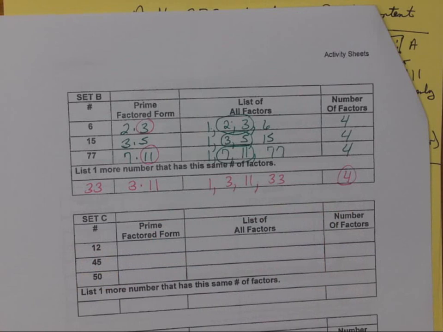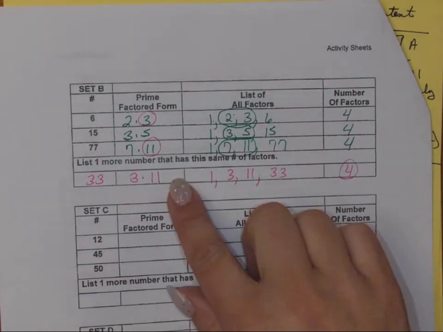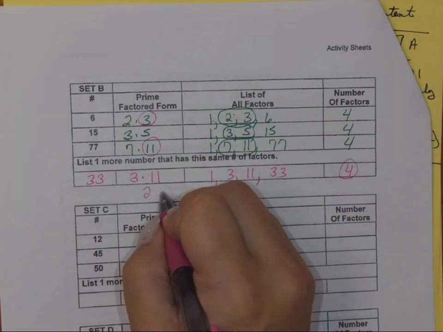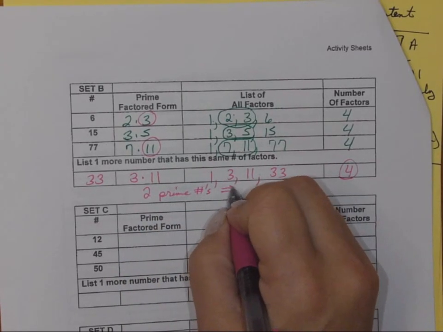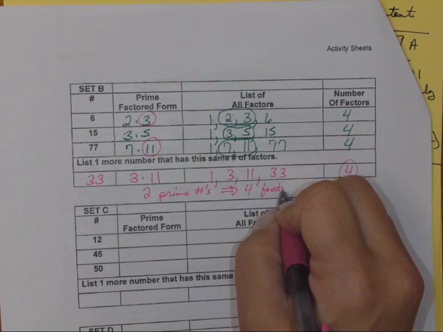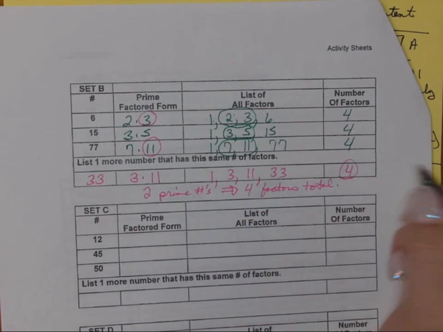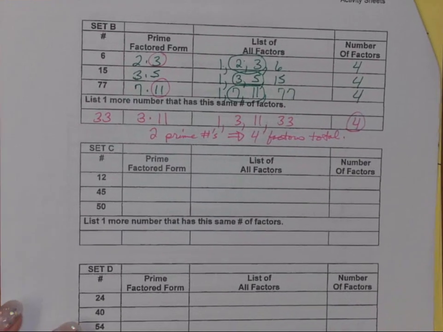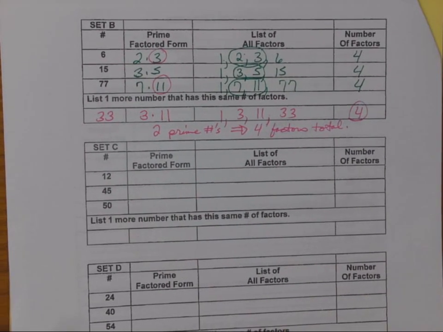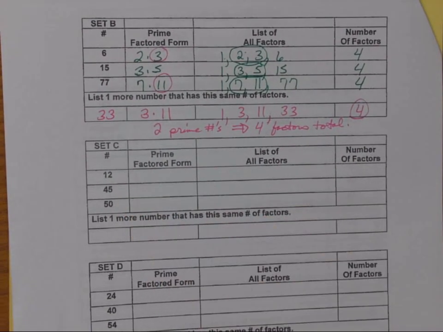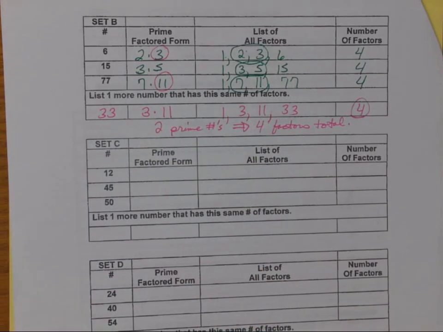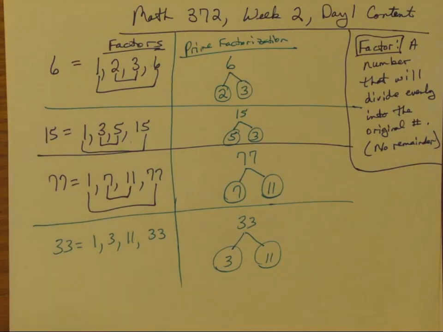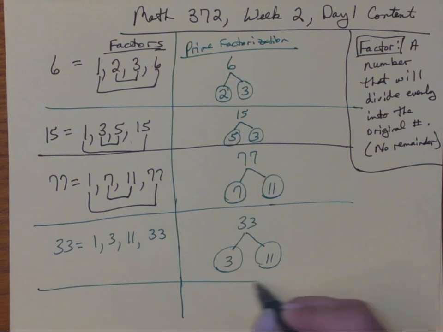So real quickly, let's look just below that, and here again I think 2 prime numbers gives me 4 factors total. That's what I think my pattern is there. It didn't ask me, but I'm writing it there. So real quickly, let's look at 12 because it's down here in set C. And every time you see that they've got these grouped in different sets, that's going to be a different kind of thing happening inside of there.